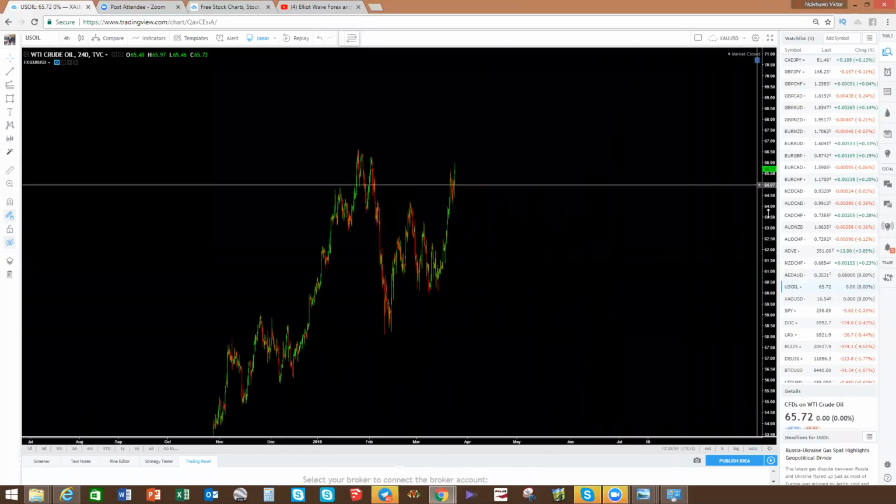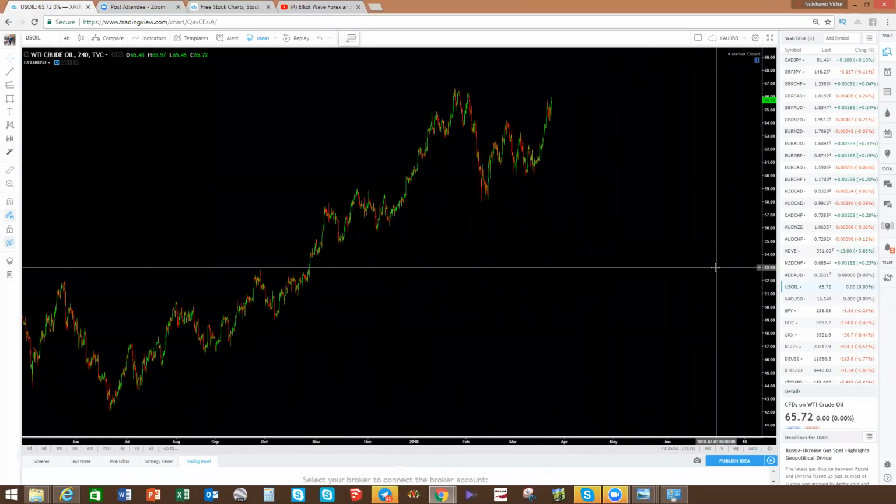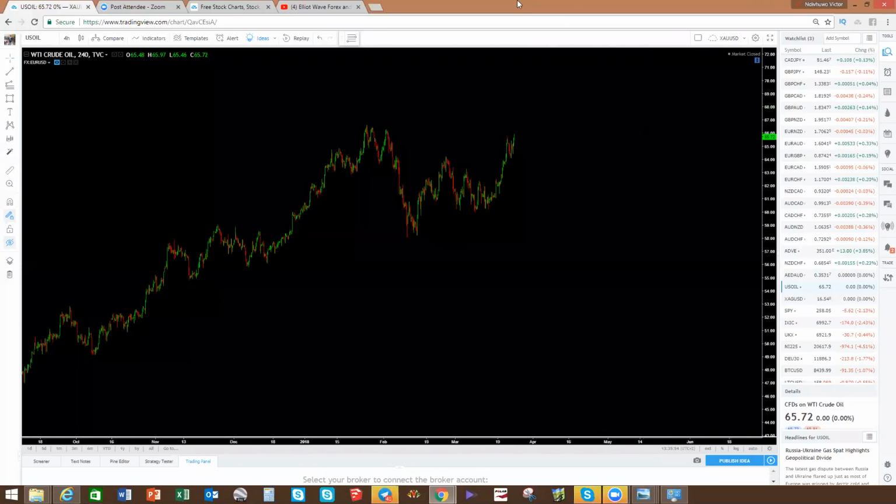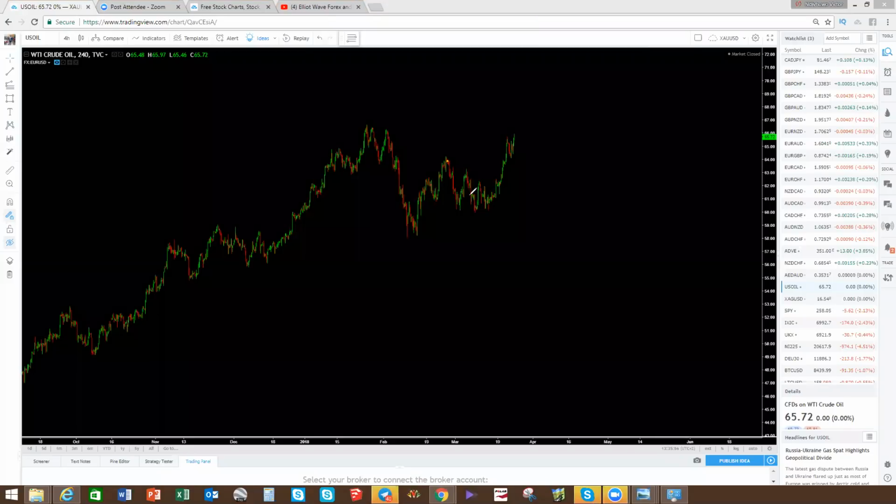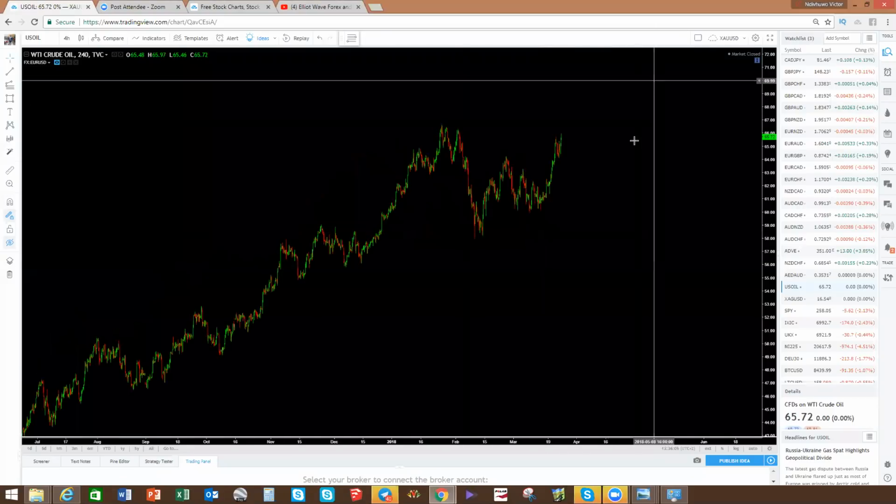Let's look at oil. We spoke about this two weeks back. We spoke about this move two weeks back to come and retest the top there. Why did we want to retest the top? Because we're looking at this as an A, B, C move.